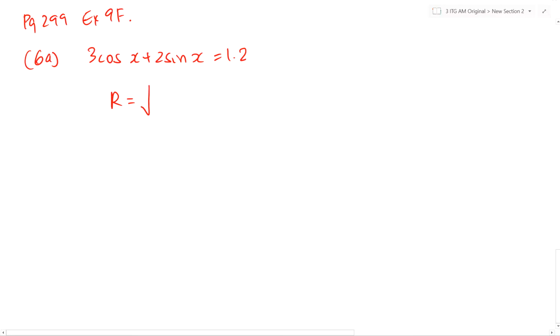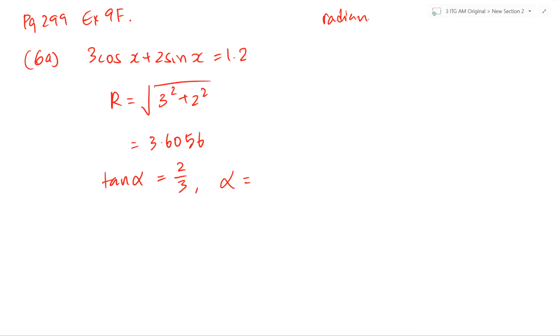Square root 3 square plus 2 square. What is the value? 3.6056. Okay, what about tangent alpha? What's tangent alpha equal to? 3 over 2. Are you sure 3 over 2? 2 over 3. 2 over 3. So alpha equals? This is in radian. What's alpha equal to? Inverse tangent, 2 divided by 3, 0.5880. Do you all have that?